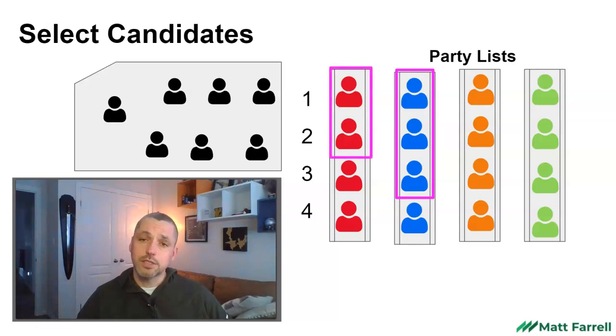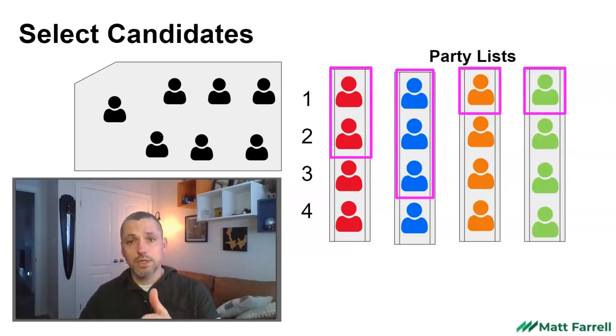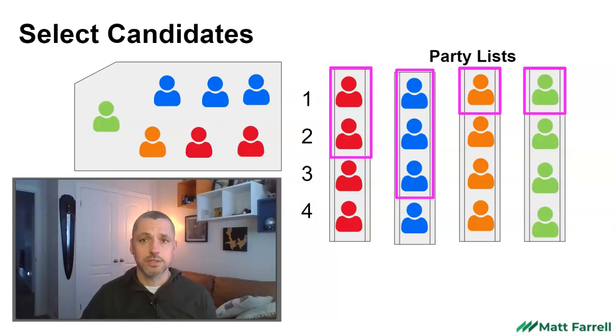The Red Party got 2 seats. So they just take the top 2 people on their list. The Orange Party and the Green Party got 1 each, so they take the first person on their list. And those are the people that go into the legislature to help form the government.